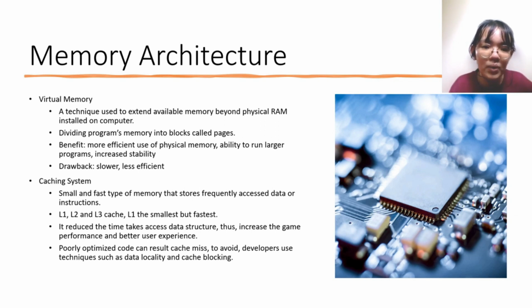Cache memory is a small and fast type of memory that stores frequently accessed data or instructions closer to the processor than the RAM. It is an essential component in modern CPUs in order to help in reducing the time taken for the processor to access the data from the main memory. A CPU may contain three types of cache: the L1, L2, and L3.